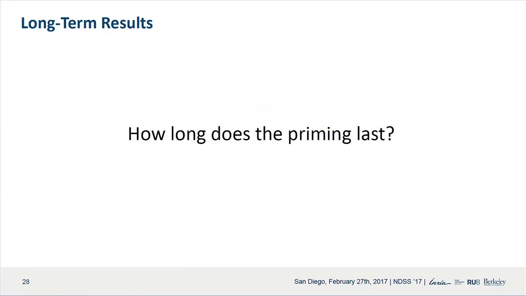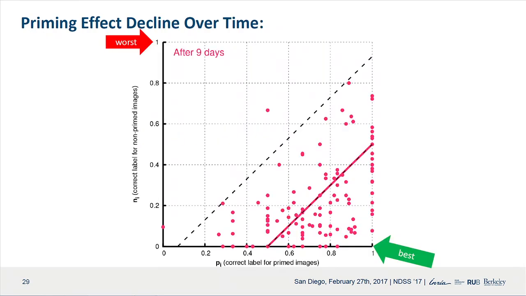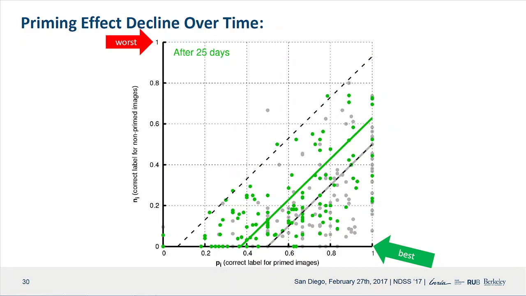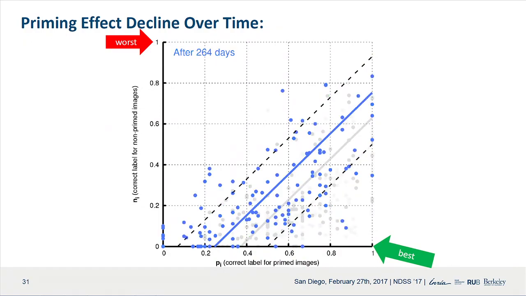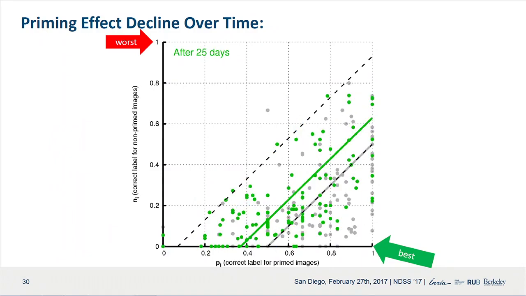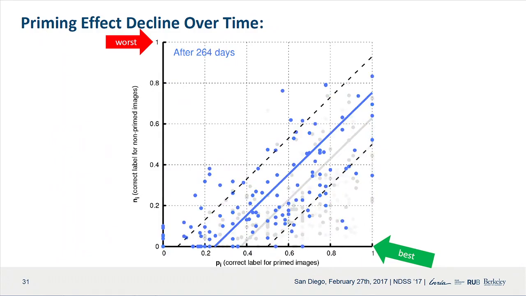And then the question is, how long does it last? Well, we measured 3 timestamps. The first one after 9 days, visualized here. Then after 25 days, and after 264 days. As you can see, the priming effect declines over time, but the decline is moderate. And the good news here is we can reprime the user at every login. So instead of showing all 10 images, we can just show a single image, and by this we can even extend this priming effect.